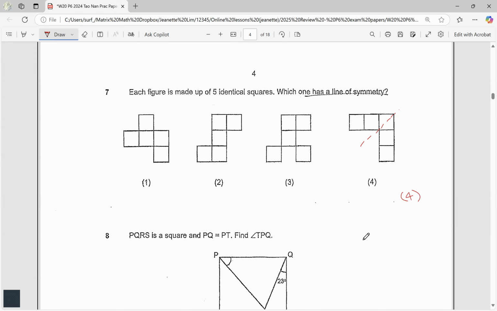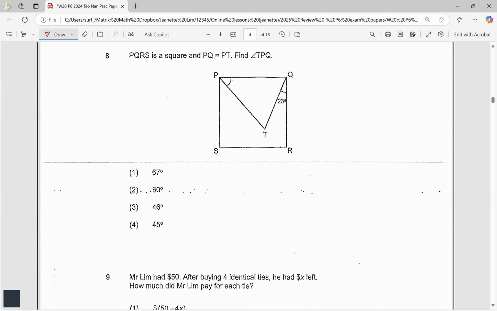So option 4. Question 8, you have a square. PQRS is a square, and PQ equals PT. PQ and PT. Okay, let's mark that out. Also, because this is a square, all 4 sides are the same, so I'll also mark them out. Okay, then find angle TPQ, the one that is marked out over here.